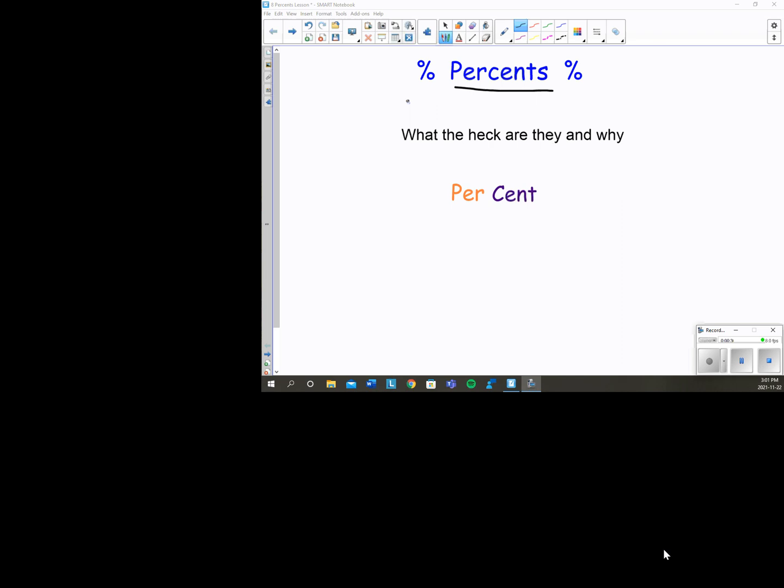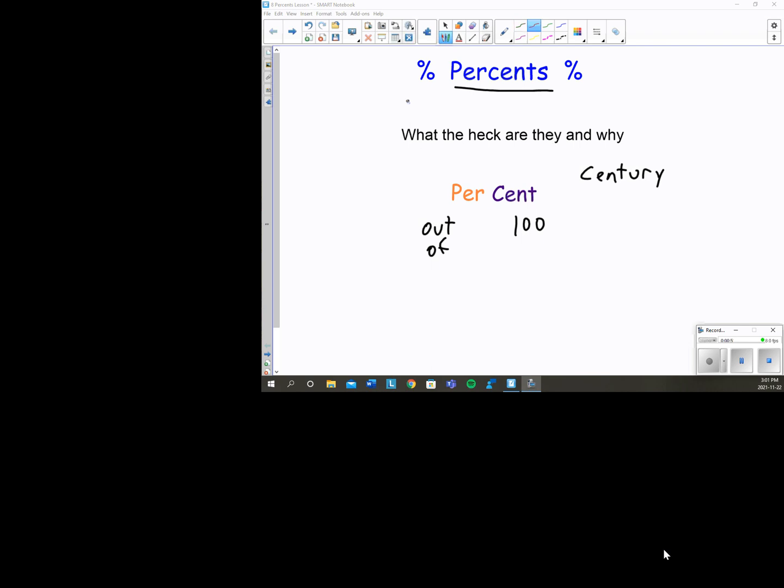And if you look at the prefix per, which is out of, and cent, which is just a Latin prefix for 100, like century is 100 years. Centipede's supposed to have 100 legs. There's 100 cents in a dollar. So it's out of 100.